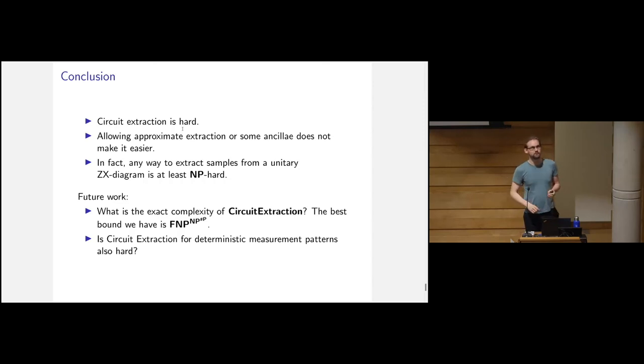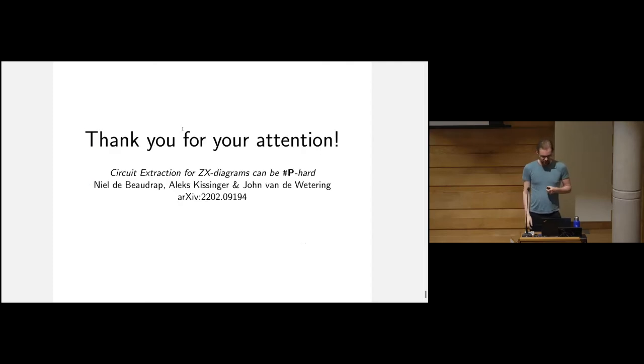also be interested if you're given a deterministic measurement pattern, where you don't necessarily have G-flow, you just know that for the specific choice of angles, this is deterministic. Can you then extract it? There are more restrictions on the shape of the diagram, so that might make it easier to get a circuit out, but we don't actually know. So this might be #P-hard, it might be easier, it's still an open question. And that's all I want to say about this, so thank you for listening.